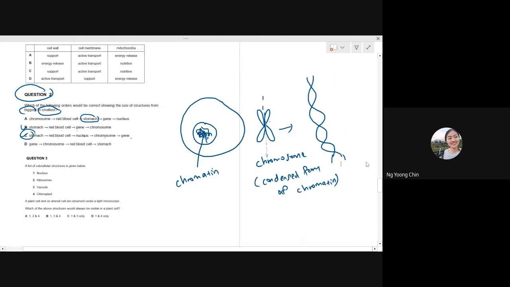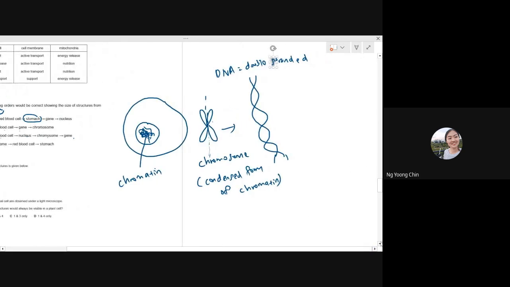Okay, but this is the DNA. DNA is double-stranded. It's a double-stranded polynucleotide strand. We call it polynucleotide. Polynucleotide strand.